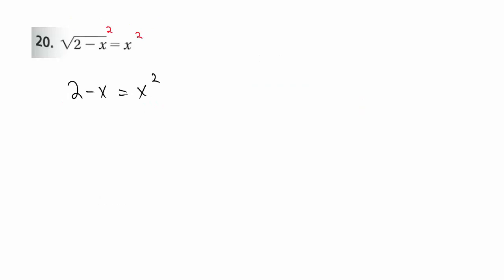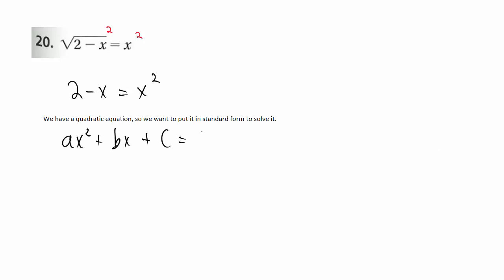The reason we check the answer is because sometimes you get an answer that's not truly an answer. So for number 20, start by squaring both sides. You end up with a quadratic equation. And in quadratic equations, there are 2 solutions. You have to have that in standard form to solve quadratic equations, so let's move everything to one side of the equation.